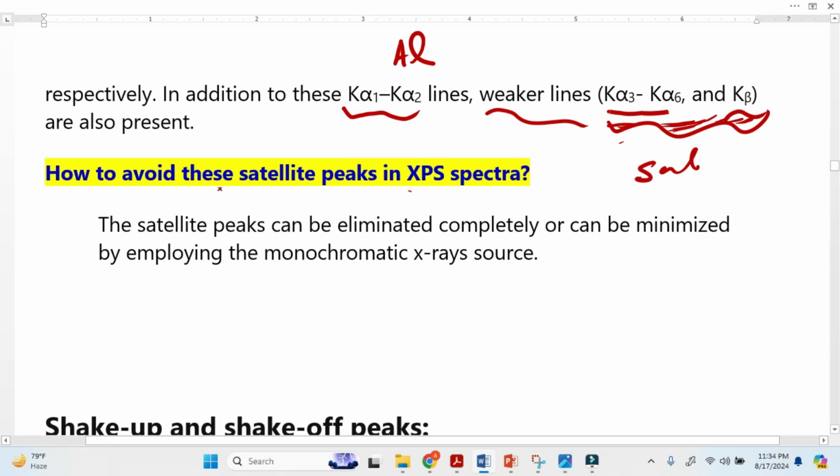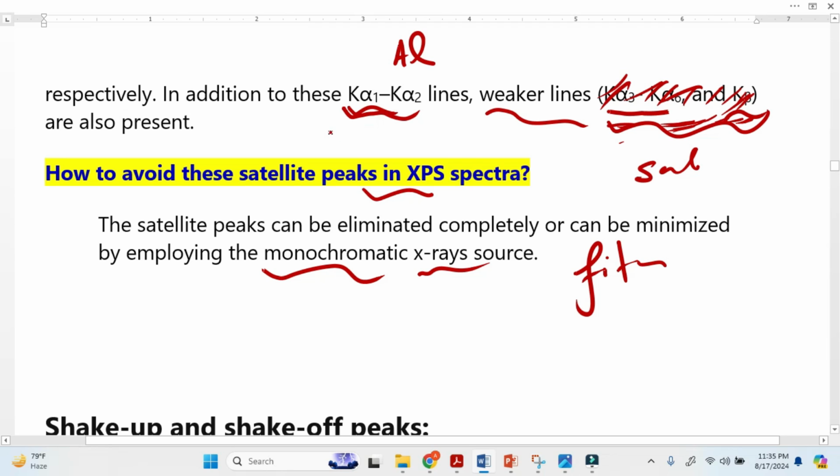So now, how do we avoid these satellite peaks in XPS spectra? The answer is very simple. We have to use a monochromatic X-ray source. We have to use a filter in order to filter these lines. So we will have only the Kα lines, we will only get the photoelectron and Auger peaks, and we will not get the X-ray satellite peaks.